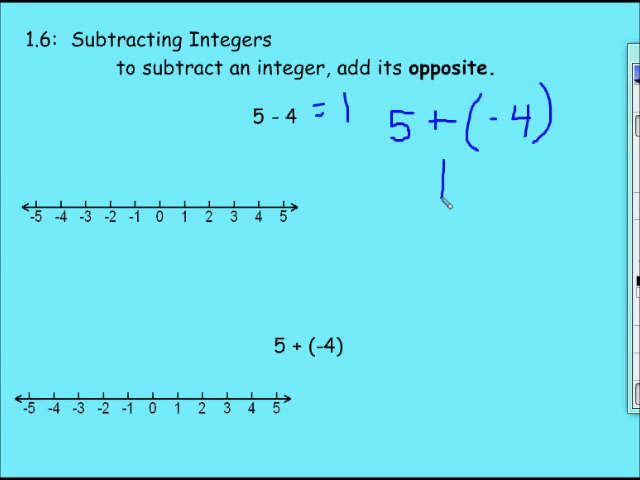Showing it on a number line, I would start at 5. Minus 4, or adding negative 4, means I'm going to go to the left. 1, 2, 3, 4. And I end up at 1.